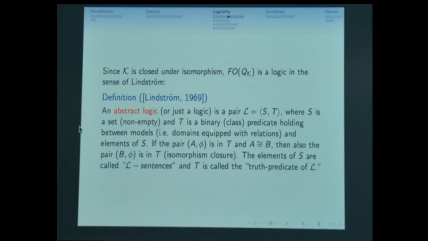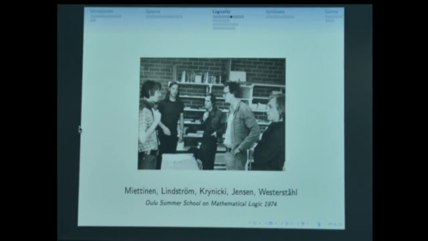So this is T for truth definition. If the pair is in T, this is closed under isomorphism. Elements of S are called L sentences, and T is called truth. So this is what an abstract logic is, just this weak requirement, nothing else. A set of sentences is simply a set.